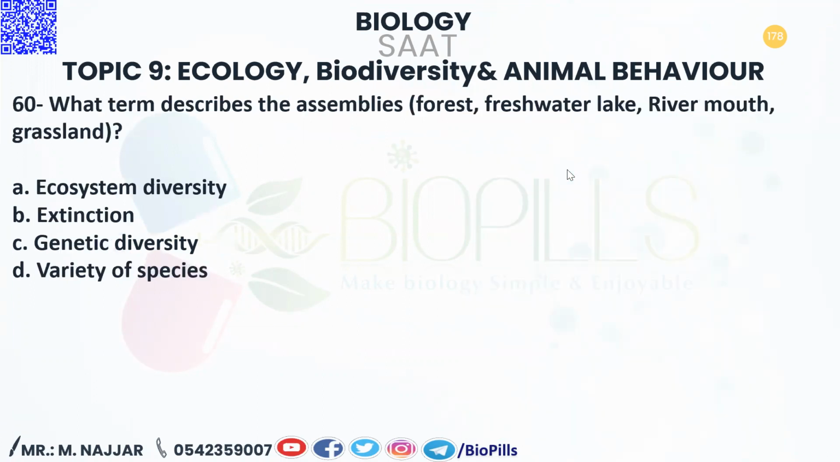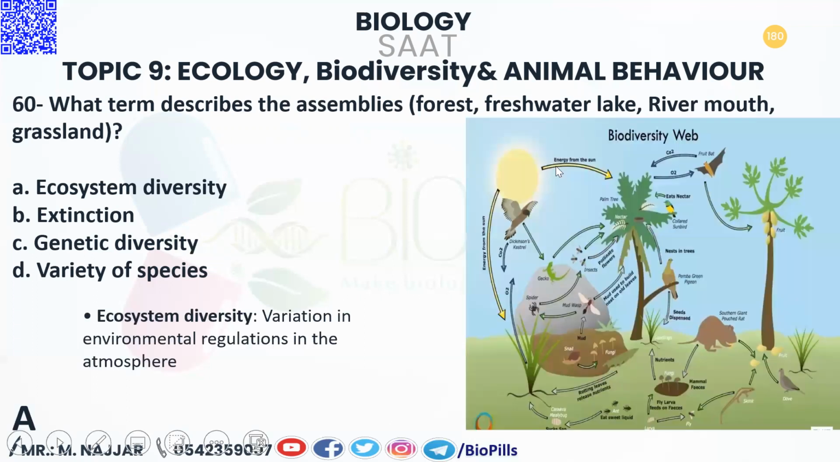Question number 60. What term describes the following: forest, freshwater lake, river mouth, grassland? A, ecosystem diversity. B, extinction. C, genetic diversity. D, variety of species. Yes, this is a diversity, but because of the ecosystem. Perfect. All of this variation in environment is driven by the environment.